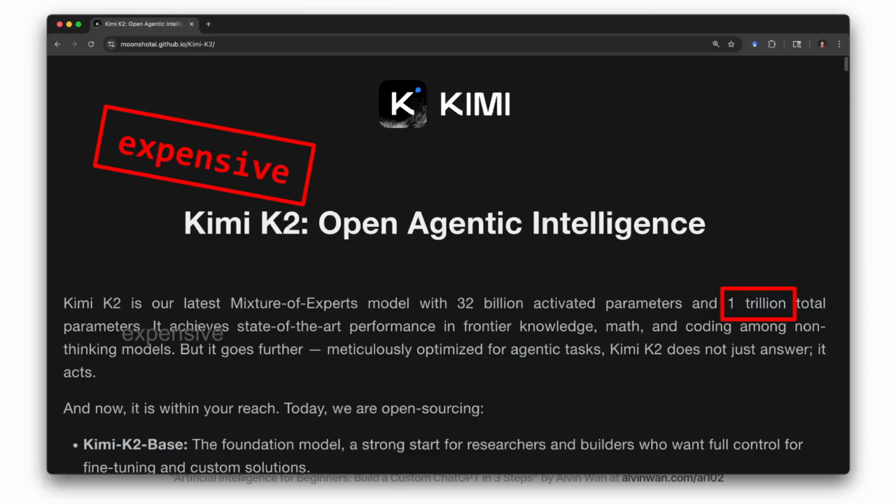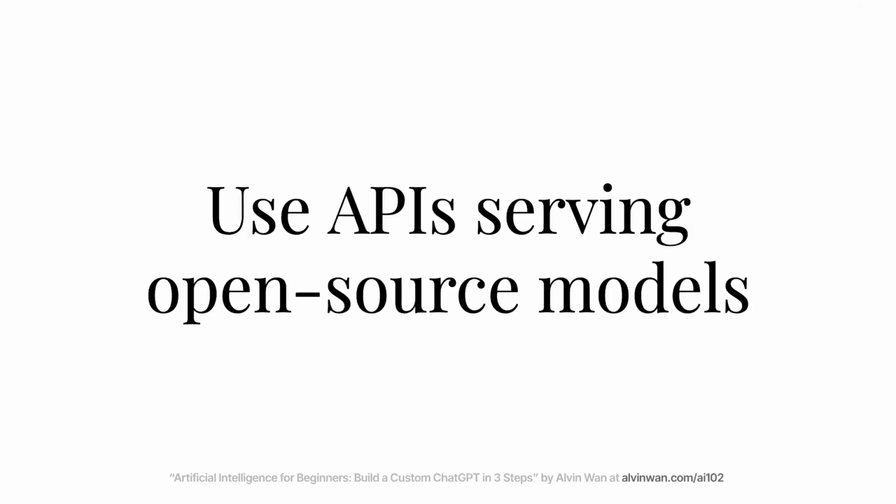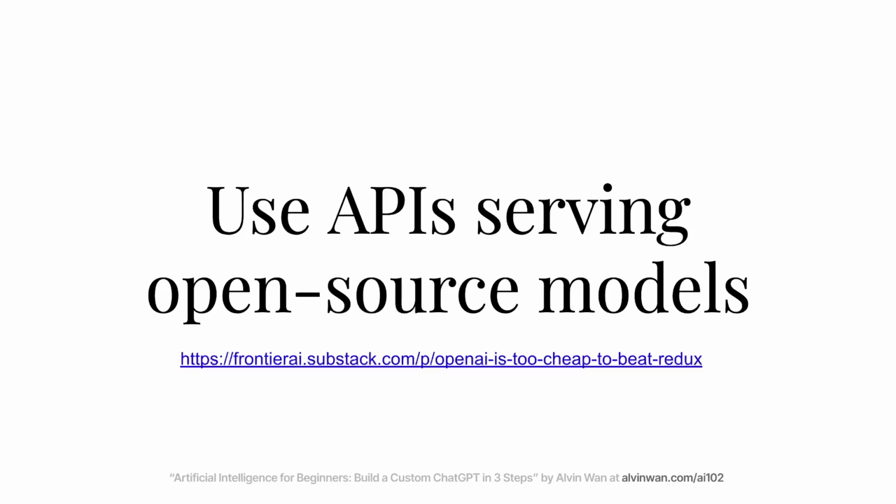First, that's expensive. 16 H100 GPUs cost $64 for just 1 hour of usage. Second, it's complicated to run inference for a model this big. All this to say, if you want to use state-of-the-art open source models, you should use APIs serving open source models, because their prices benefit from economies of scale. It's cheaper for you to call an API than for you to run these massive models yourself. For details, you can see this blog post, which I'll link on our course website.